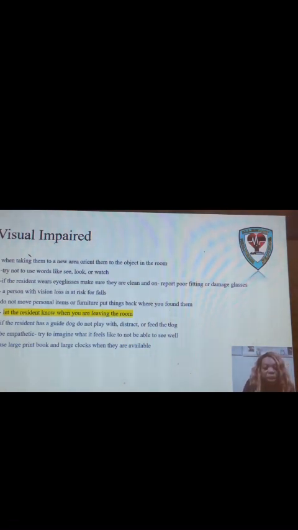You want to be empathetic as a nursing assistant. You want to try to imagine what it feels like to not be able to see well. When you're working with a visually impaired resident, you want to use large print books and large clocks when they are available.